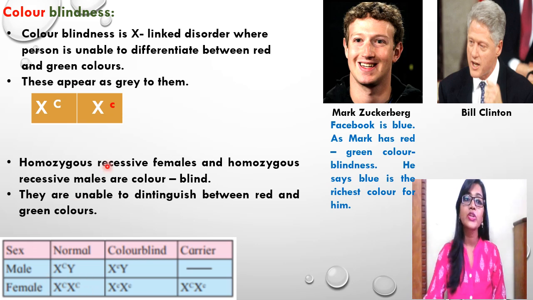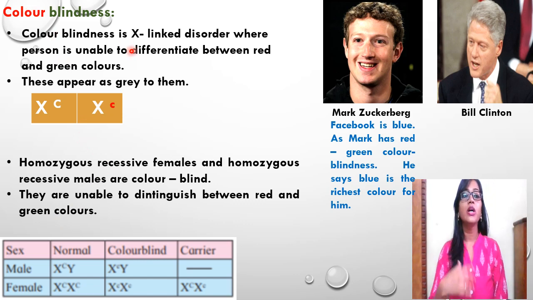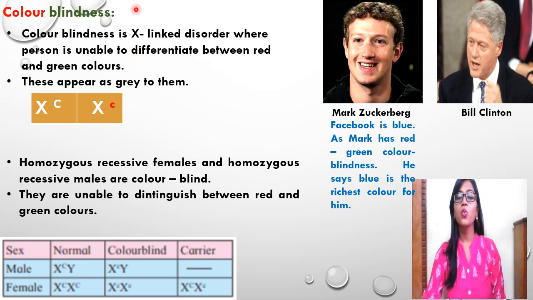Okay, so what actually happens in color blindness, now we will try to discuss that. Color blindness is an X-linked recessive disorder, as I have explained. So what happens in color blindness? The colorblind person is unable to distinguish between the red and the green colors. Both these colors appear to them as gray. They cannot distinguish the red color and the green color; both colors appear to them as gray.